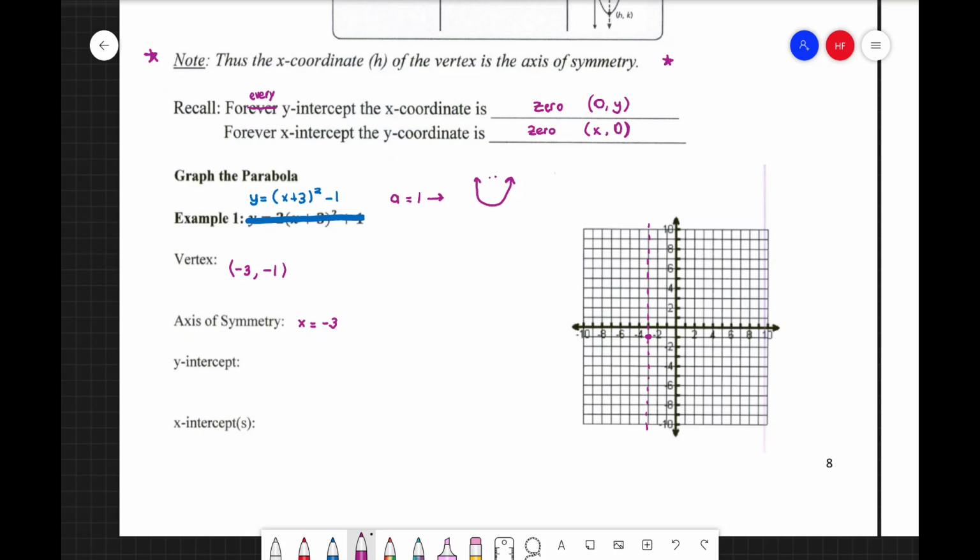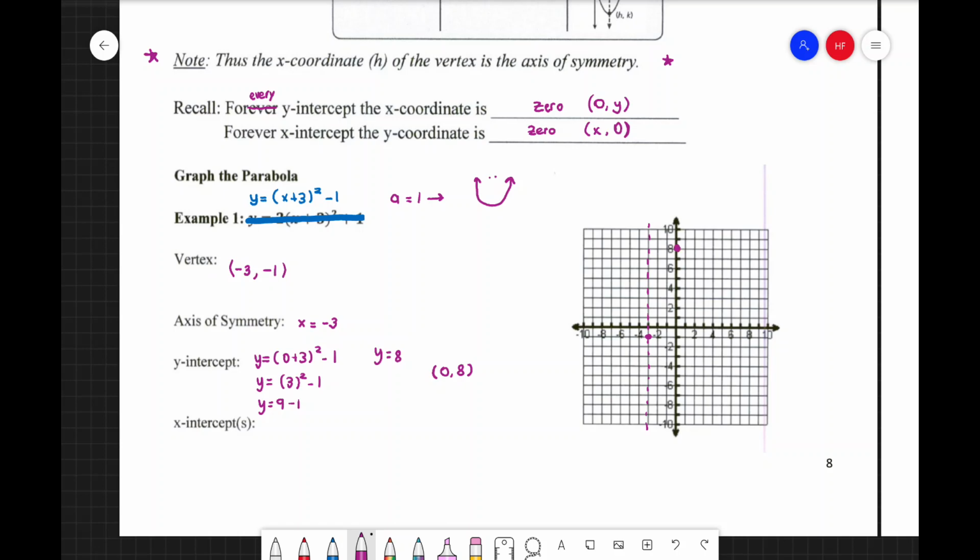And then for my y-intercept, I'm going to plug in a 0 for x. So y equals (0 + 3) squared minus 1. Y equals 3 squared minus 1. 9 minus 1, which is 8. So my y-intercept is (0, 8). So I'll go over here to 0 and up to 8.